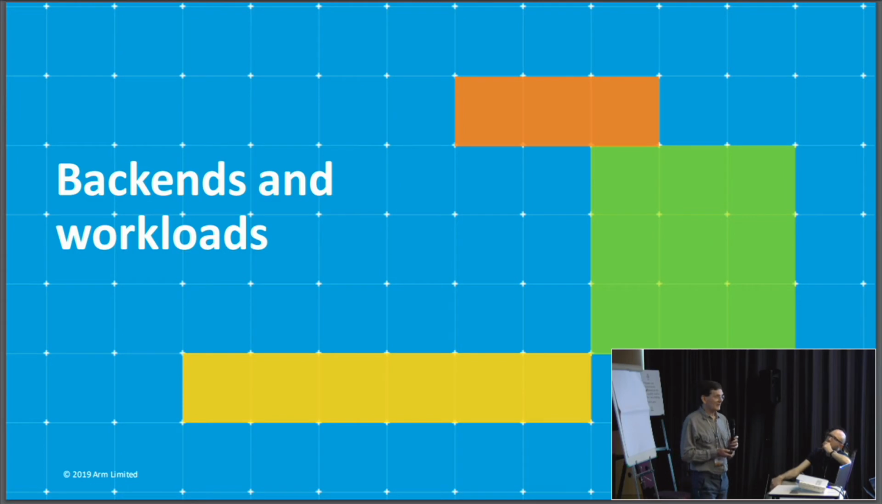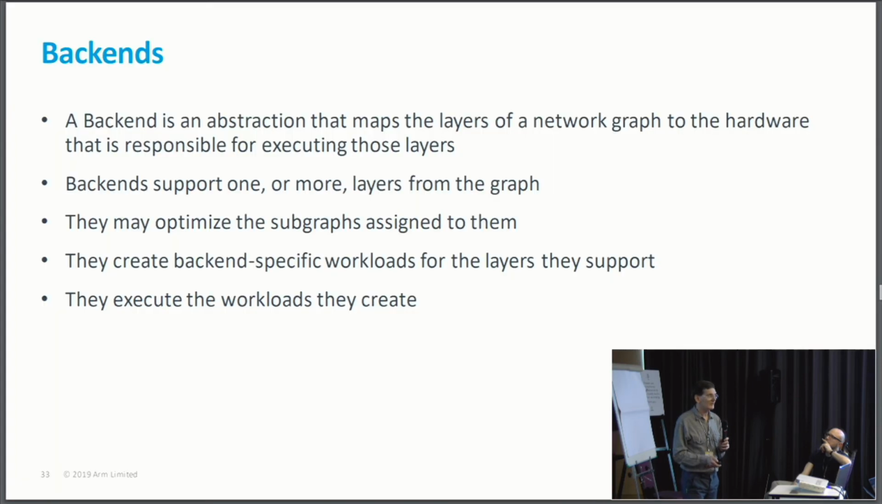So now let's move on to the backends and workloads. We've got a brief introduction to backends and workloads to start with. A backend is just an abstraction that maps the layers of a network graph to the hardware that is responsible for executing those layers. Backends support one or more layers from the graph, and they may optimize any subgraphs that we create for each of the backends that are assigned to them. They create the backend specific workloads, as we mentioned earlier, for the layers that they support, and they are responsible for executing those workloads.